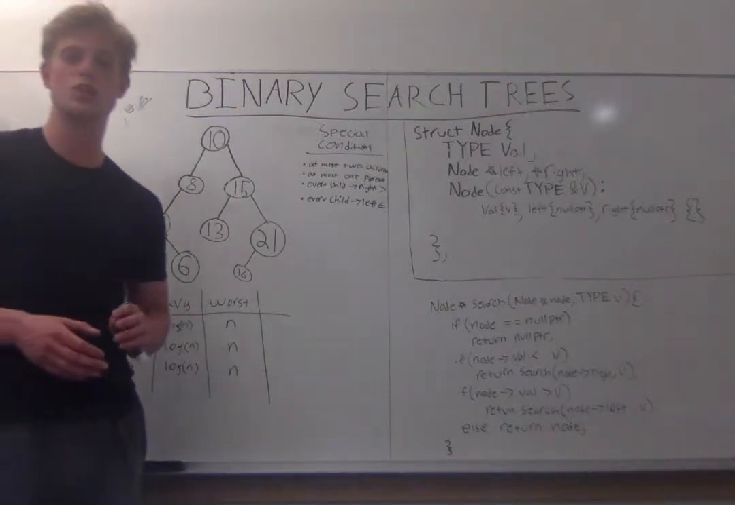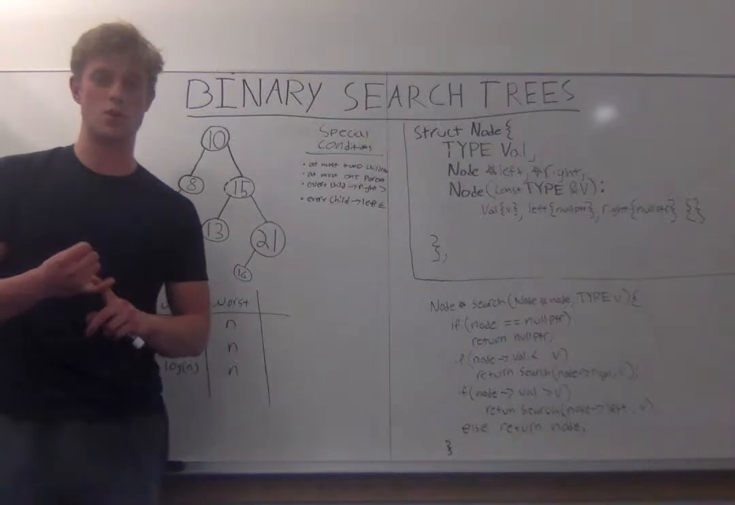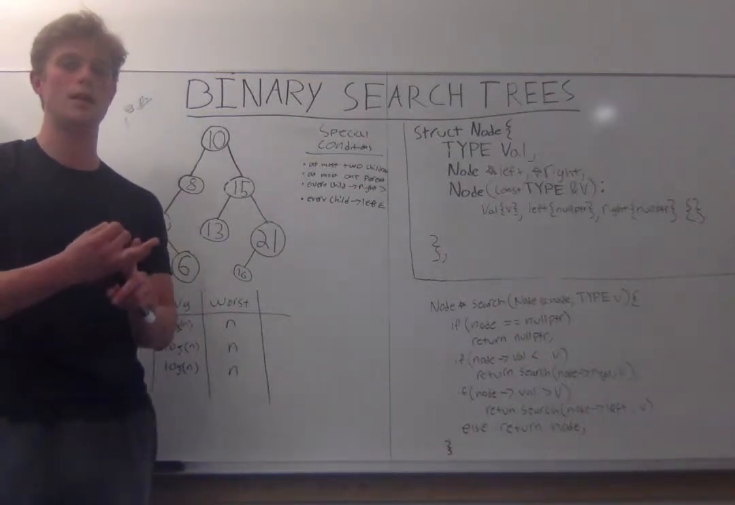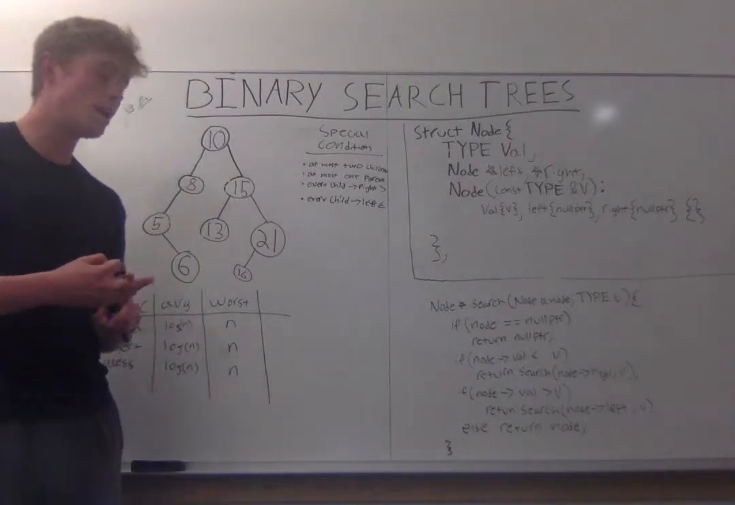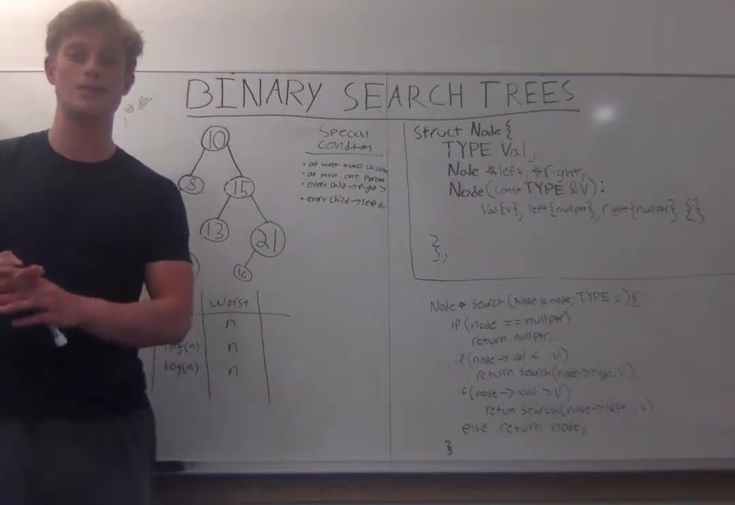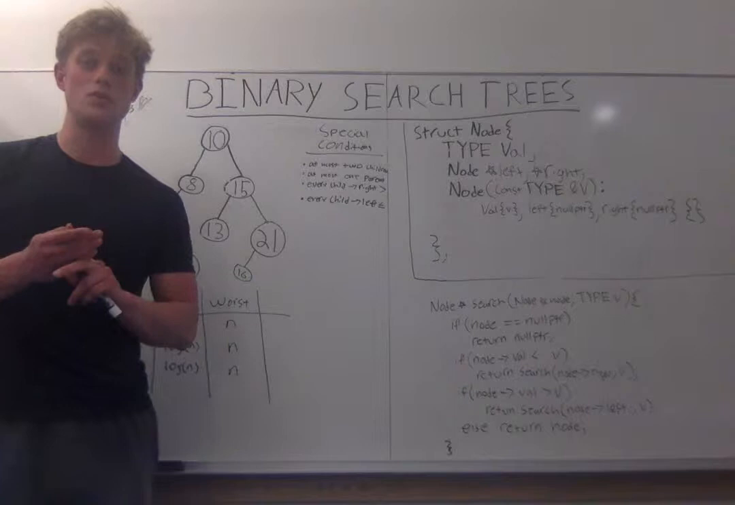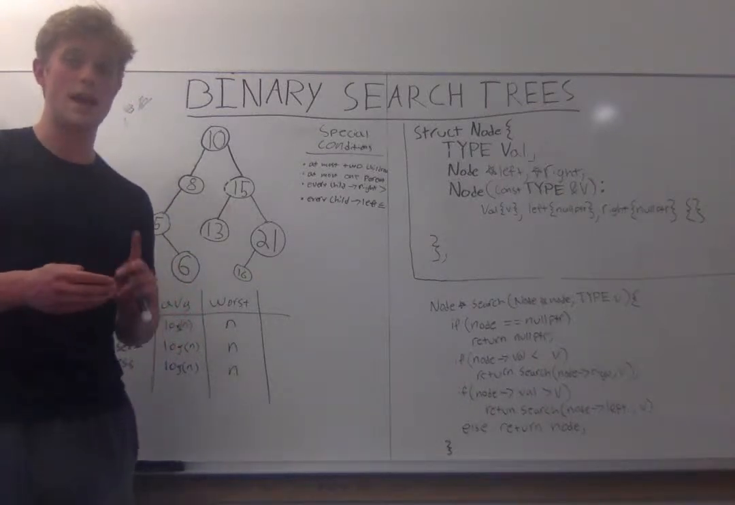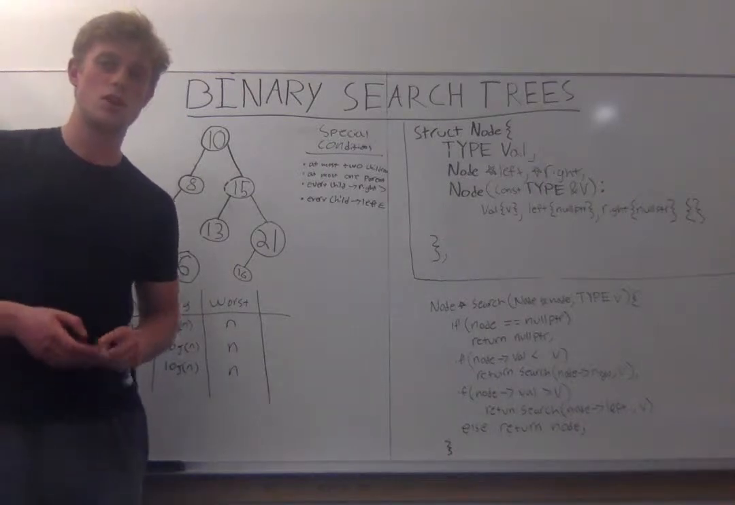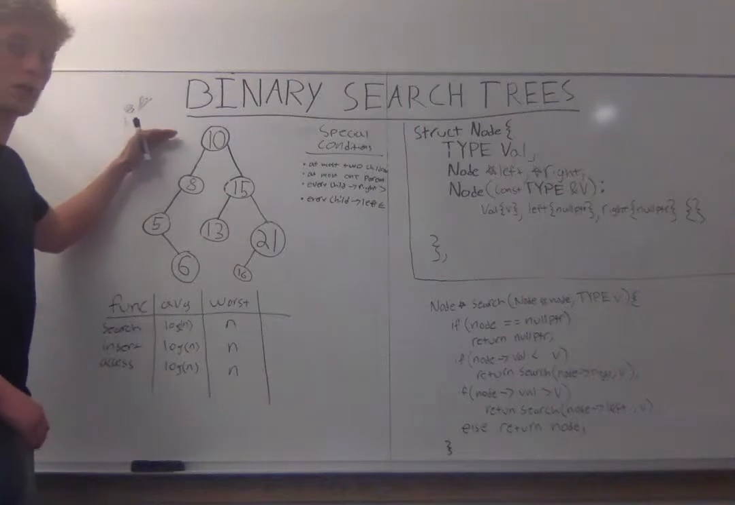So what are those special conditions? One, each node has at most two children. Two, each node has at most one parent. Three, the values of every node to the right of a specific node are greater than the value of that node. And last, the values to the left of any specific node are less than the value of that node. So that could get a little confusing. I'll explain that more here with a picture.